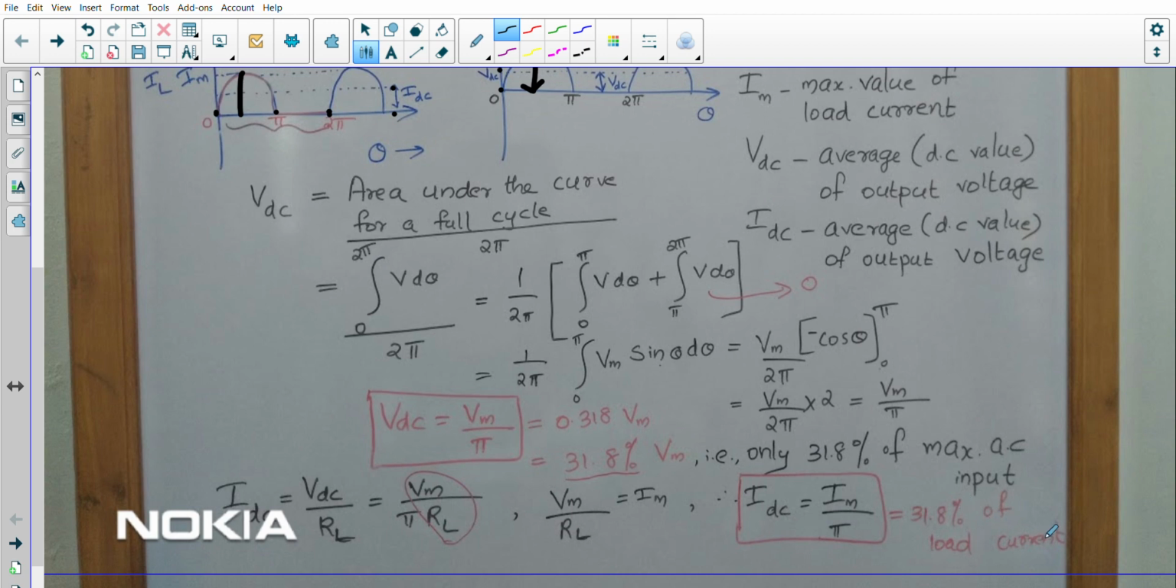So through this we can calculate the average value of load current and the average value of output voltage. Here we considered the ideal diode. Next we will discuss the actual diode. For an actual diode we have to consider the forward resistance also. So what change will take place? Let's think about that.